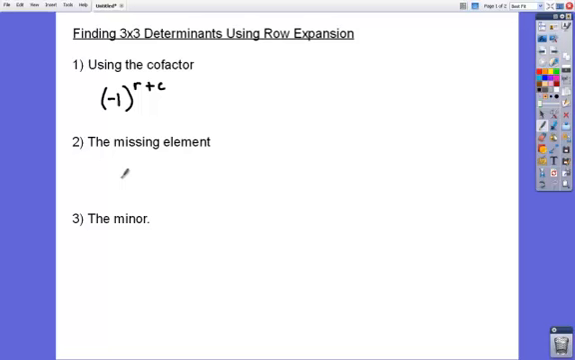The missing element, which I don't know what you want to call that. We'll call it S for Sean. And then the minor, that's the row and the column of the minor that you're finding. So really, we're just making up names for all the things that stand for something. It's -1 to the row plus the column, times the missing element, which is S, times the minor of the row and the column that we'll be talking about. So check this out.